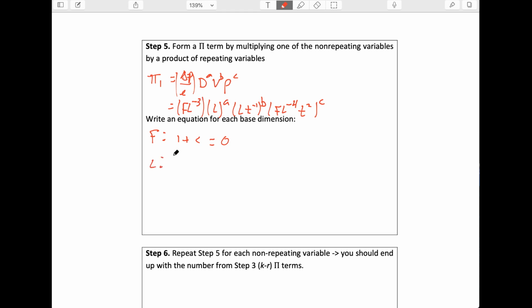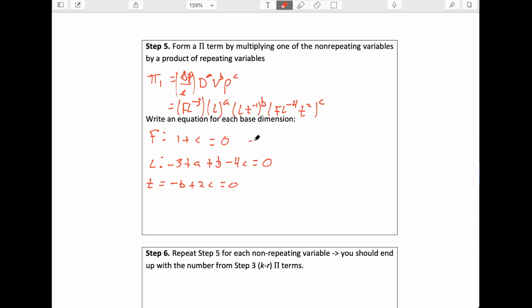We get an equation for length that looks like minus 3 plus a plus b. So here's L to the b, and then this one is to the minus 4 times c. So minus 4c, and that has to equal 0. And lastly, time, if we go through, we have a minus 1b, and here we have 2c plus 2c, and that has to equal 0. So now we can solve these, right?